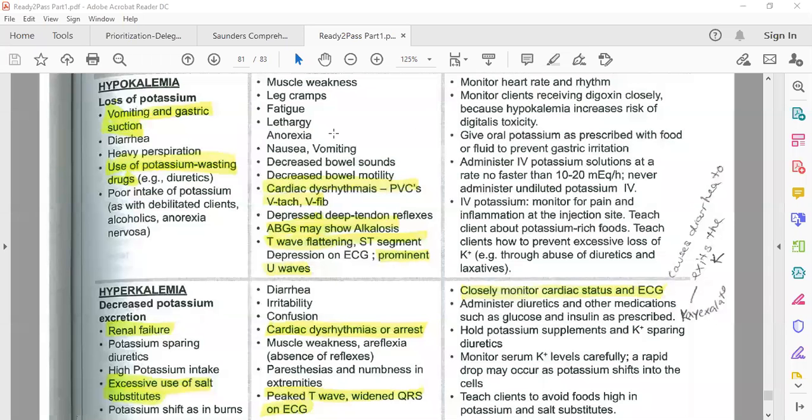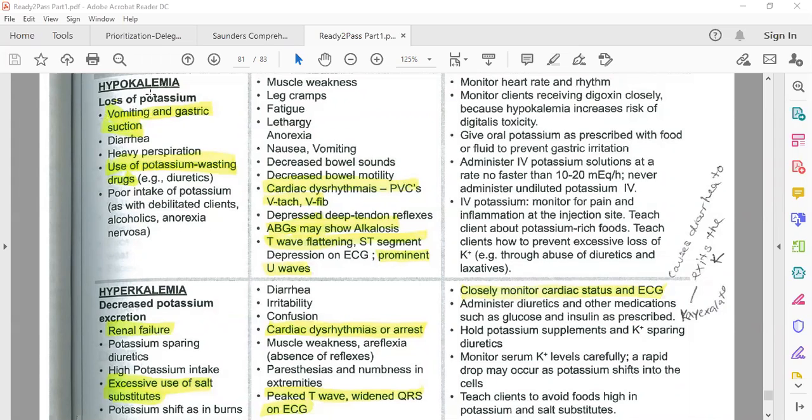So here now we have to talk about the potassium. What is the normal function of potassium, and what are the foods rich in potassium? What are the signs and symptoms of hyperkalemia and hypokalemia? We are supposed to talk about all of this.